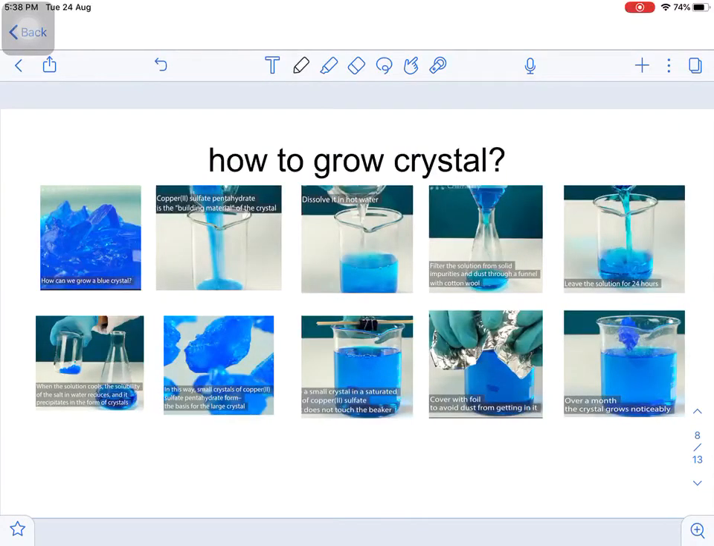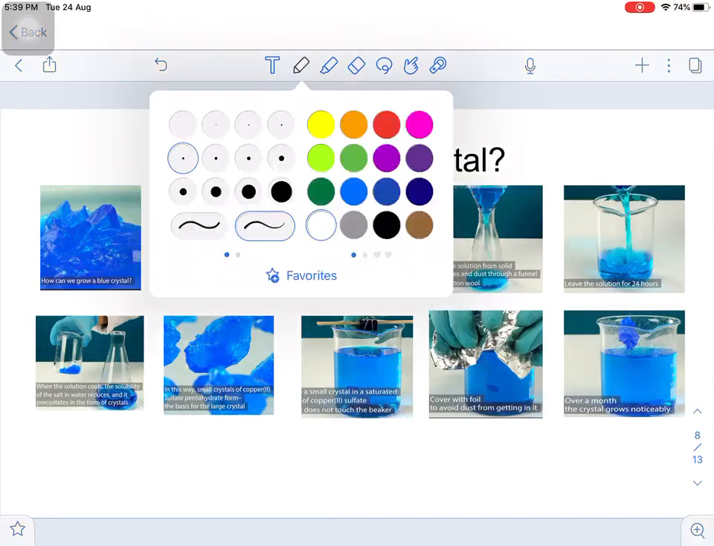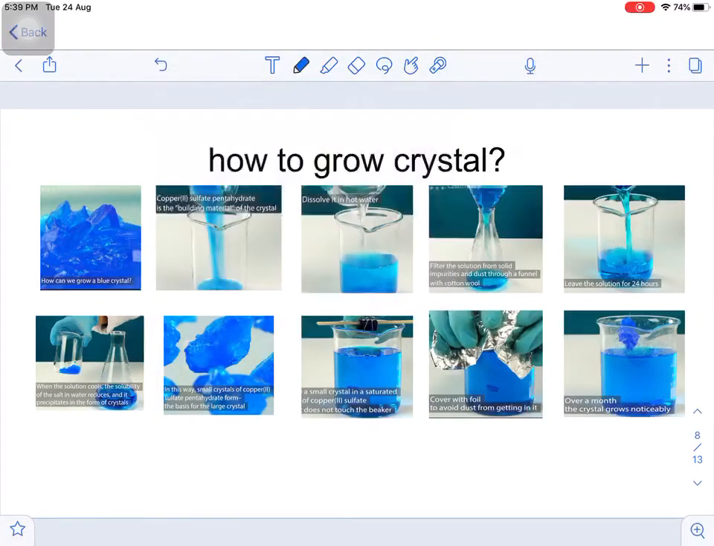Okay, how to grow crystal? Crystal is a salt. Okay, when in solid form, normally salt is in the form of crystal. Okay, so how to grow crystal? This one you can get if you scan the QR code in your textbook. So I just took the picture from it. So how to grow crystal? This crystal normally is copper 2 sulfate.